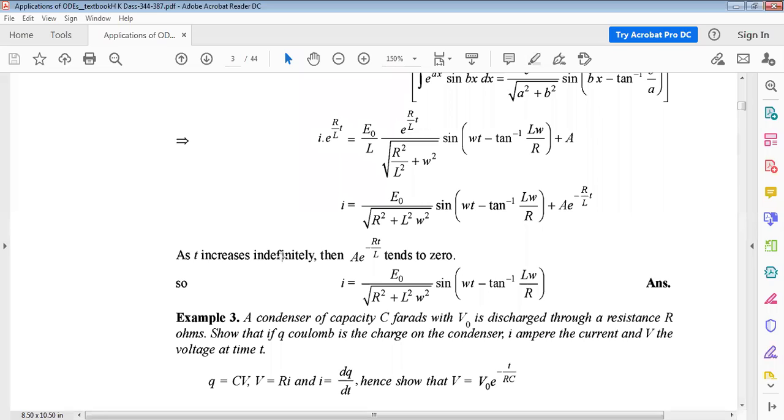Now, as t increases indefinitely, that means t tends to infinity, then this whole term tends to zero. If t tends to infinity, that means e to the power minus infinity, which is 1 by e to the power infinity, which means 0. So this whole term will become 0.